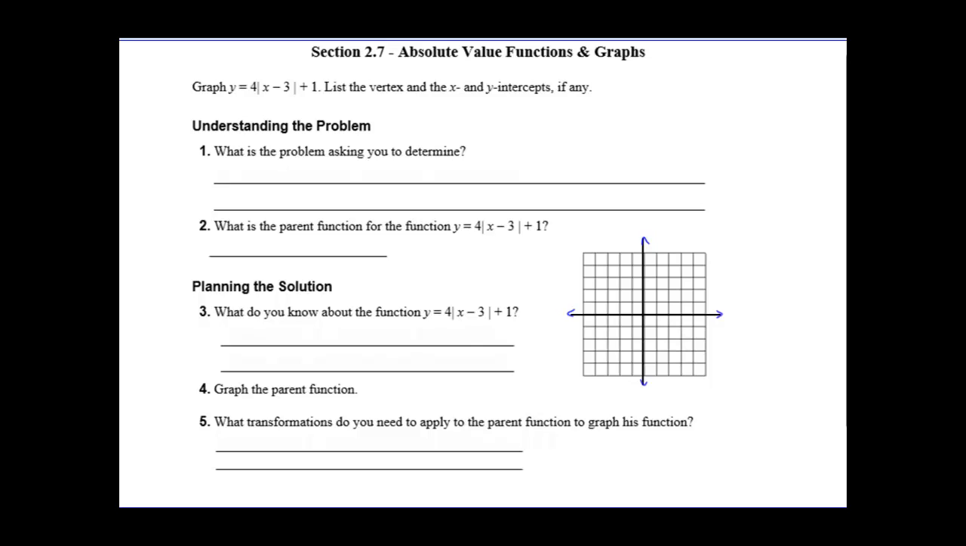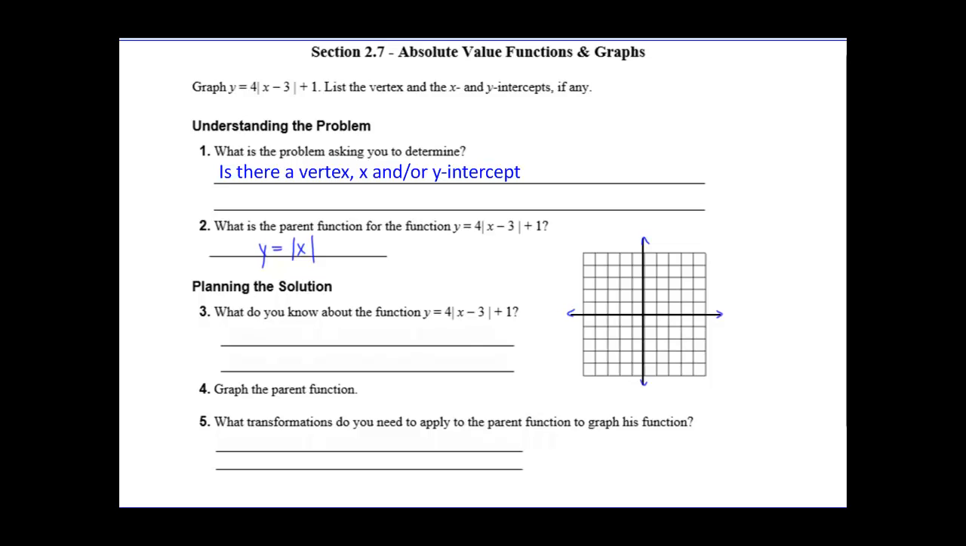So in order to understand this problem, if we look at it, what is the problem asking you to determine? Well, it tells you. We need to find the vertex, so we need to know how to get the vertex. And we need to figure out, does it have any x and y intercepts, and if it does, what are they? Now, in order to graph this translation, we need to know what the parent function is. If we know it's an absolute value, if we think back to just the last section, we know y equals the absolute value of x.